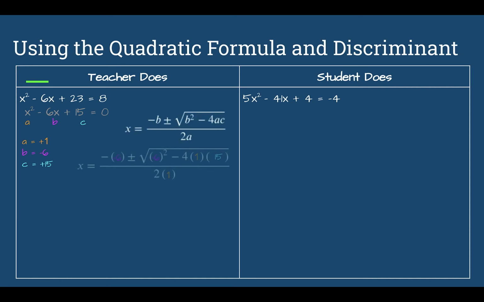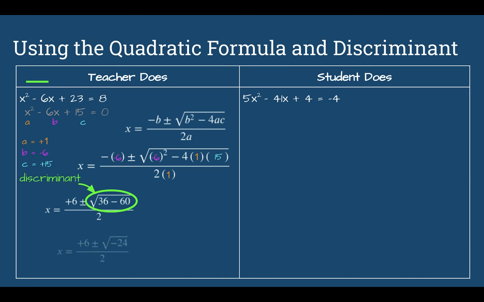Plugging in our values to our formula, we end up with -6 plus or minus the square root of 36 minus 60 over 2. Here's another place where looking at the discriminant can be very helpful. So in all the other examples, our discriminant always was positive. So we always got 2 answers. Here though, we have 36 minus 60. So that inside is your discriminant.